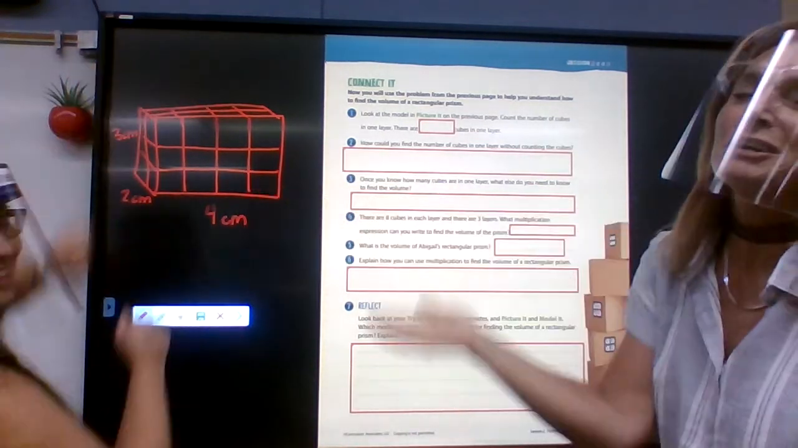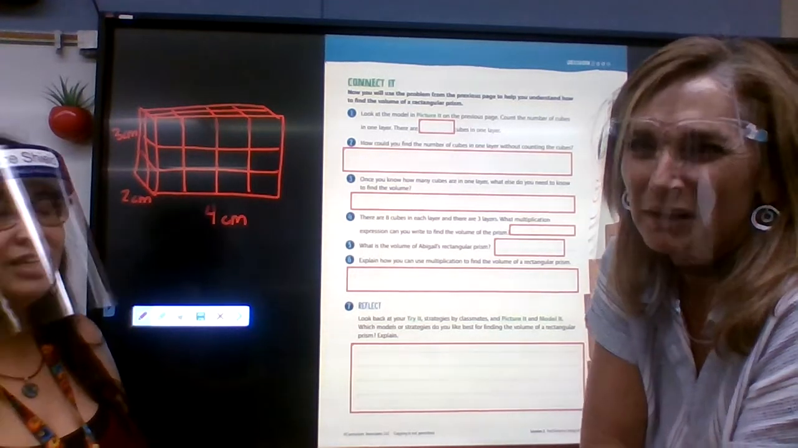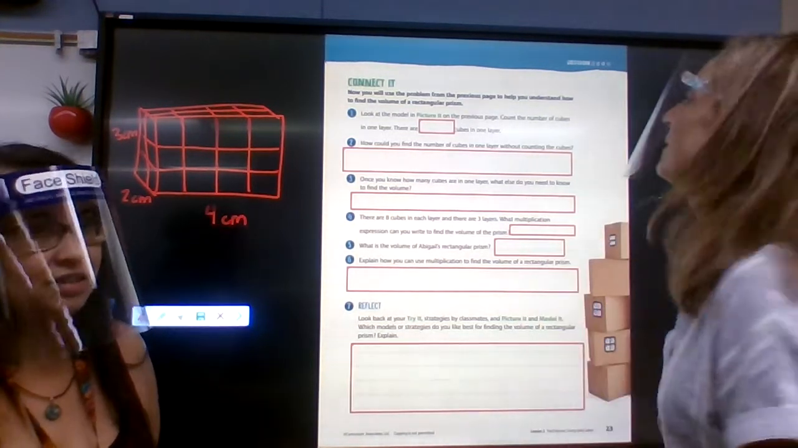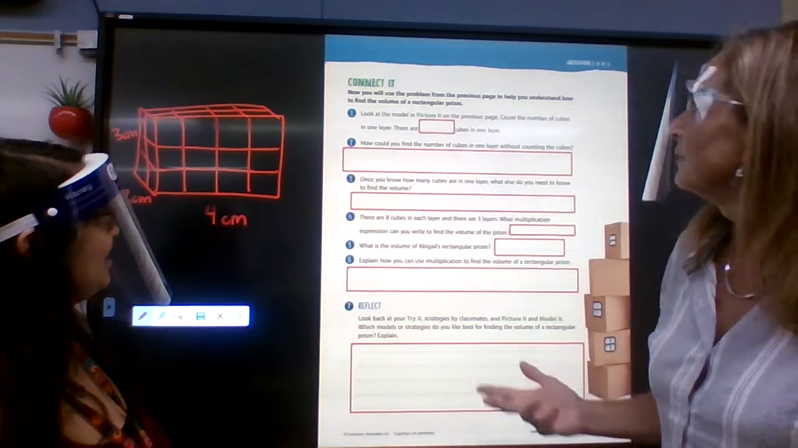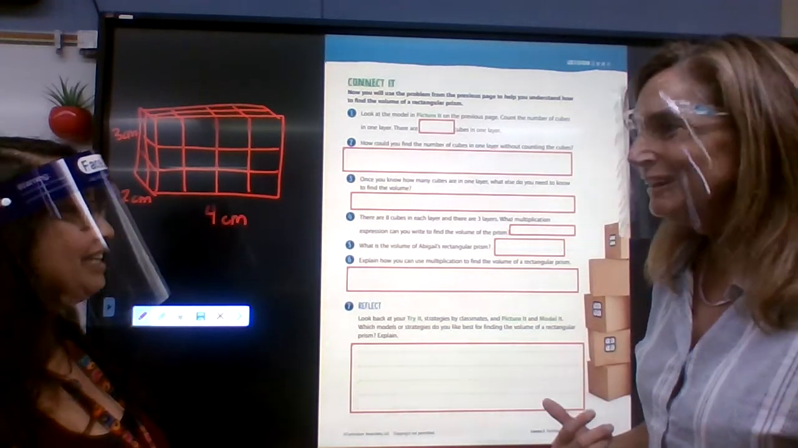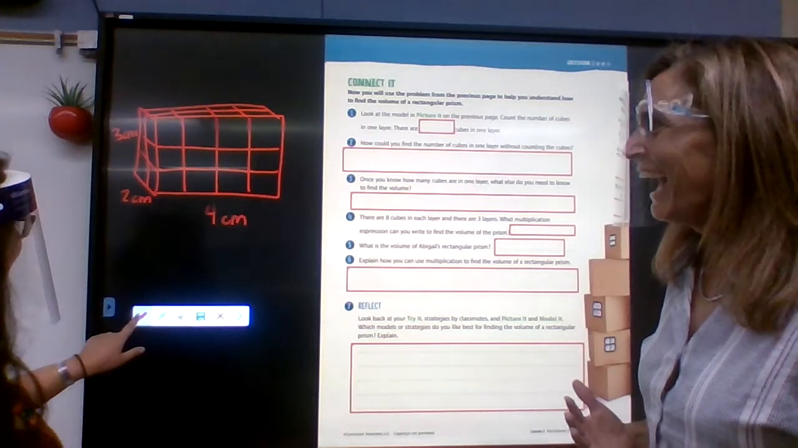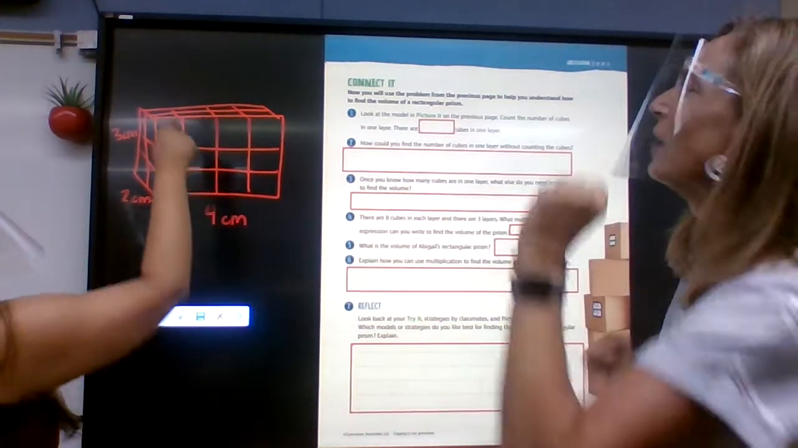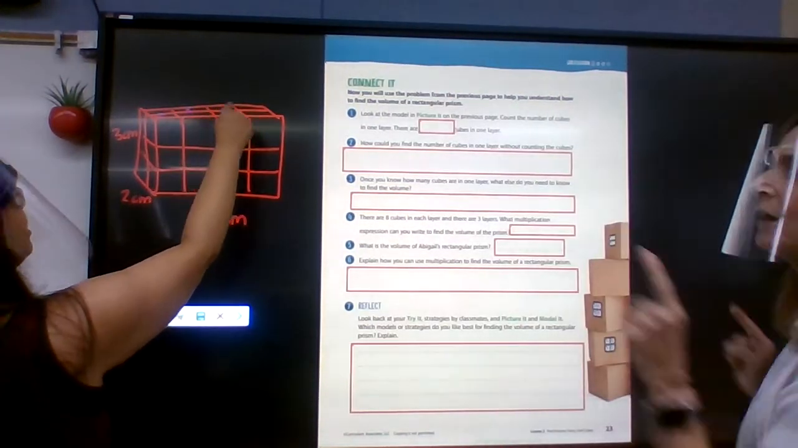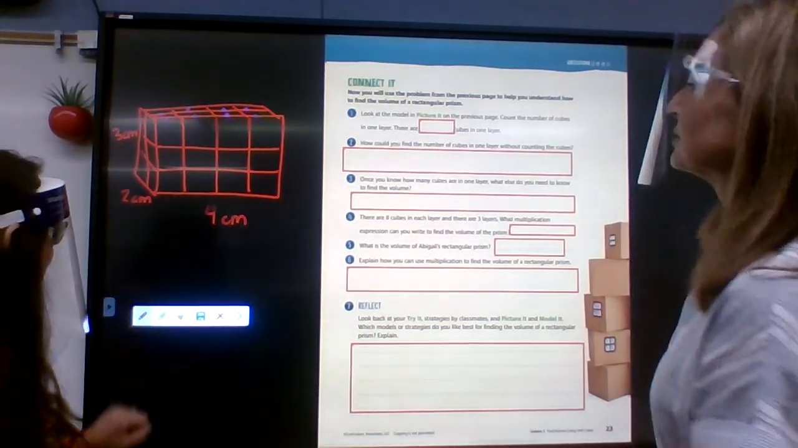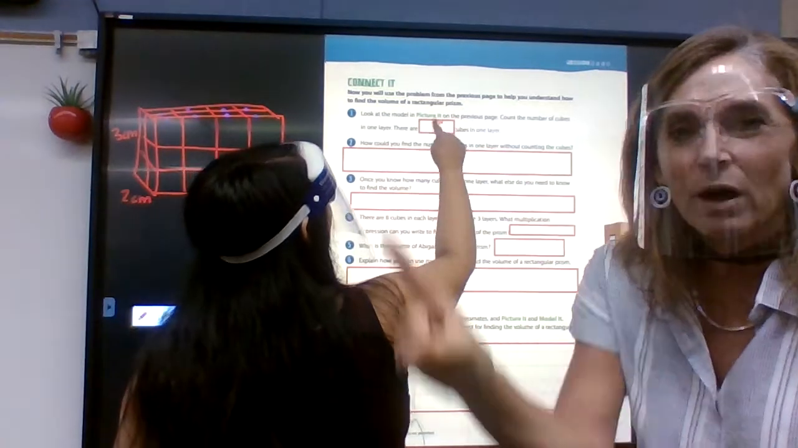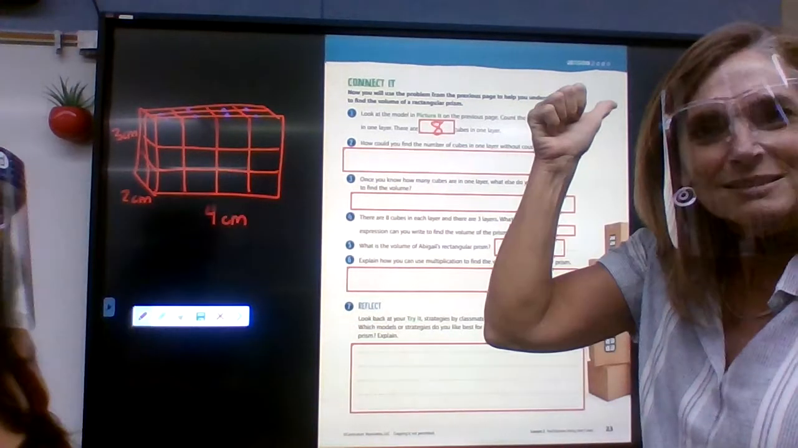There it is. You could turn back if you wanted to in your book. Okay. Count the number of cubes in one layer. And we did do that, but we get to do it again. All right. So we have 1, 2, 3, 4, 5, 6, 7, 8. So there are 8 cubes in one layer. Remember, we did that last time too.